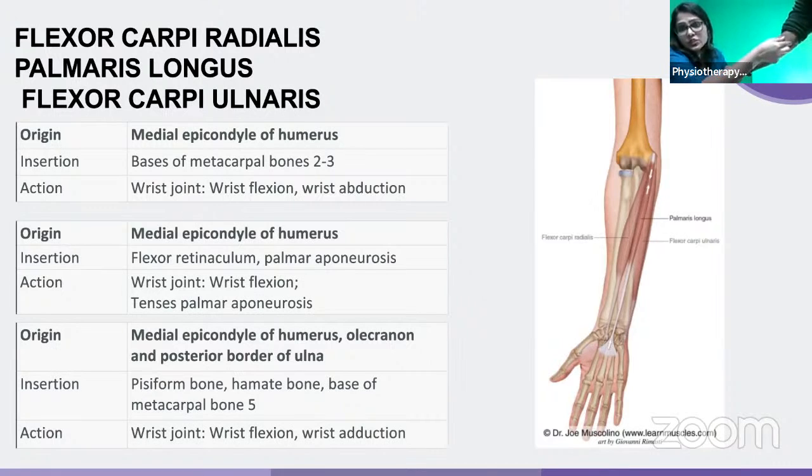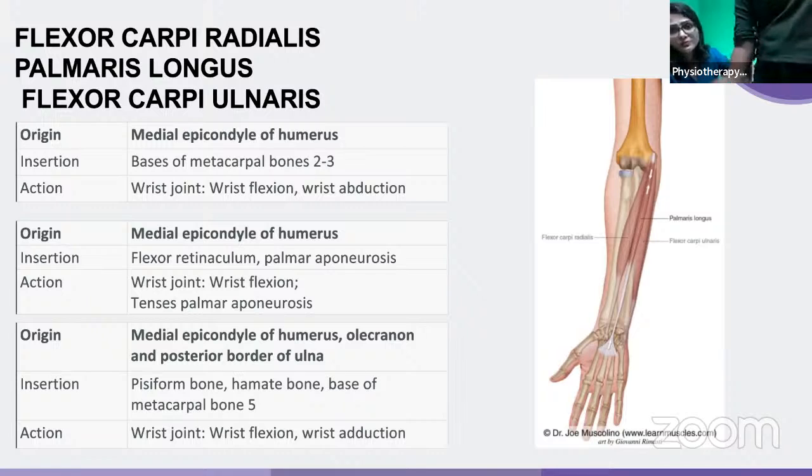Palmaris longus also takes origin from here. It travels the whole path and it gets inserted into the palmar aponeurosis of your hand. So do not write exact 2, 3, 4 metacarpal. You can directly write palmar aponeurosis because the name itself is telling you, palmaris longus. Next is flexor carpi ulnaris. Ulnaris on the ulnar side. This is your ulnar side. This is the medial side.